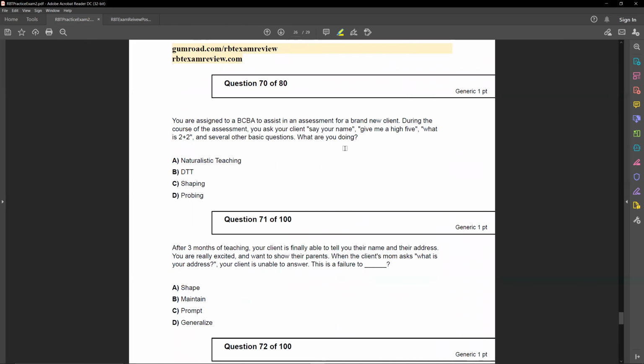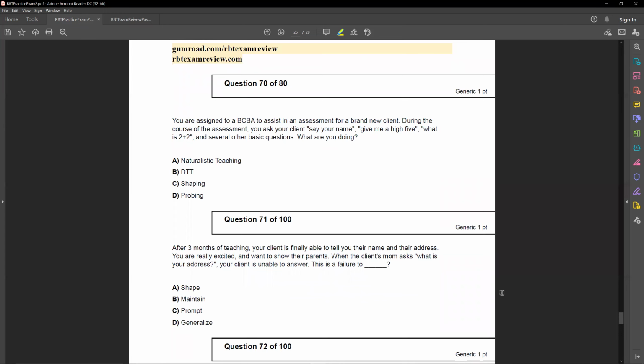Okay, so we are starting with question 71 today. After 3 months of teaching, your client is finally able to tell you their name and their address. You are really excited and want to show their parents. When the client's mom asks, "What is your address?" your client is unable to answer. This is a failure to what?